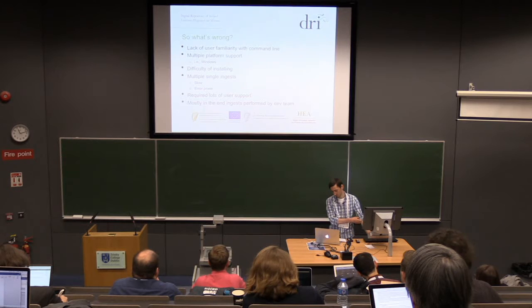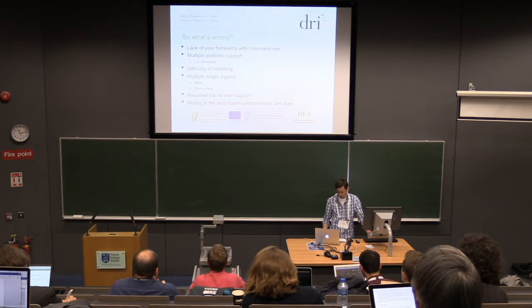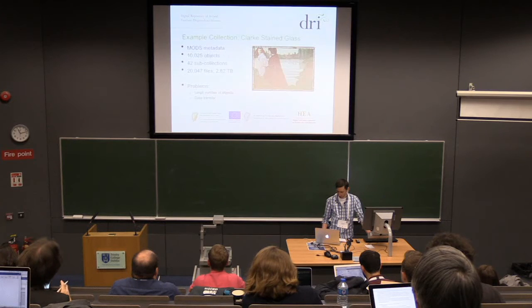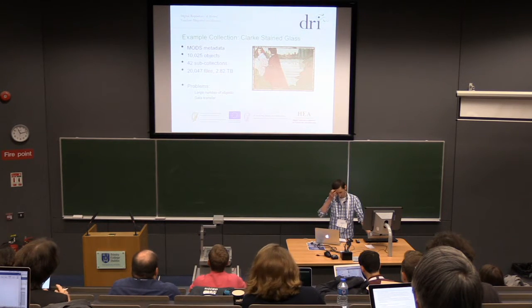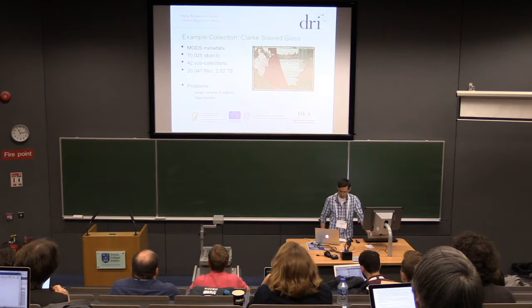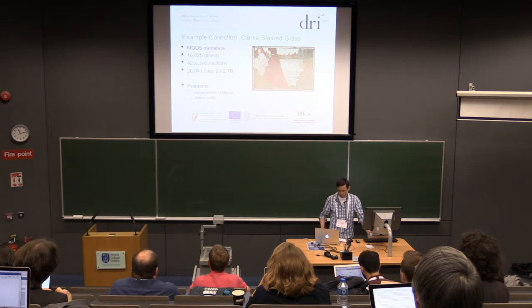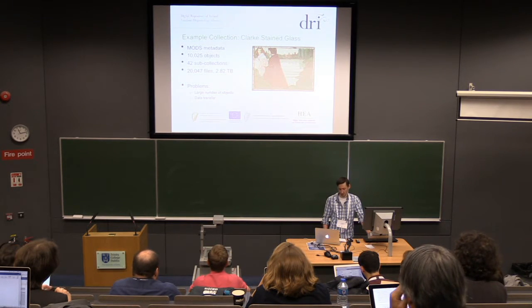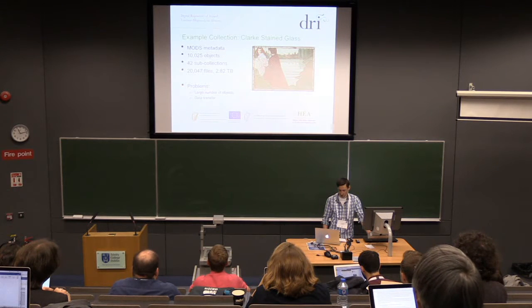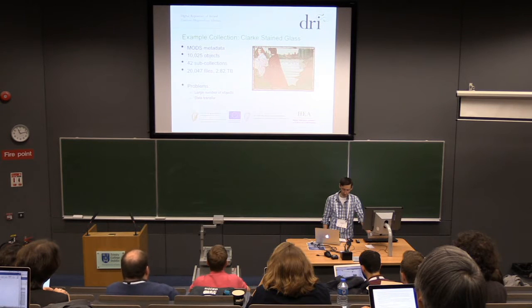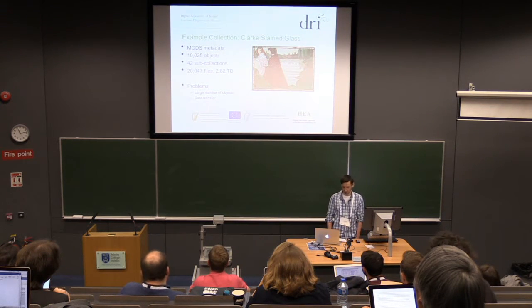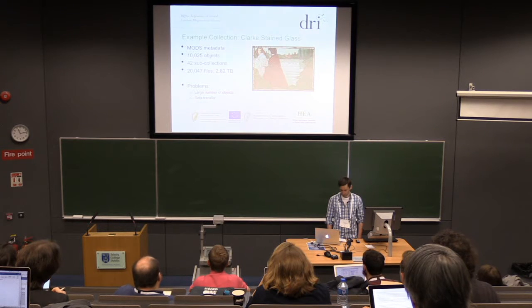So just to give an idea of the kind of collections we were looking at and trying to ingest. Although I didn't say numbers are important, there are some numbers. So the first is the Clark stained glass. This is from Trinity, the digital collections in Trinity. It was in MODS. I mean, it's okay for us. It's fairly big. It's about 10,000 objects, split up into 42 sub-collections, and there's just over 20,000 files. It's about 2.8 terabytes in size.